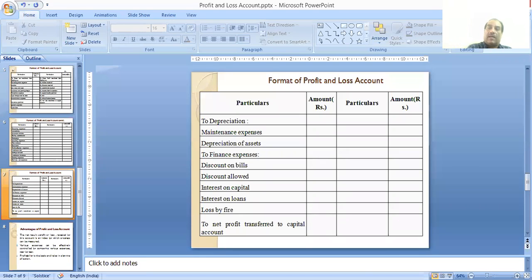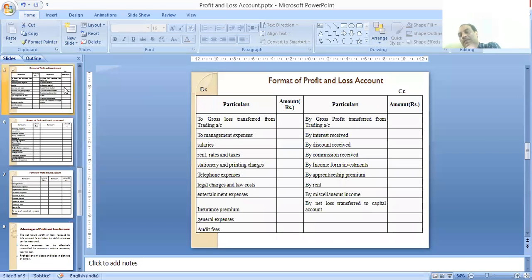And then at the last, we make all the credits, all the debits, and if there is profit, then to net profit transfer to capital account. The last column of the debit side is written as to net profit transferred to capital account, and it will be transferred to the capital account of the owner. If there is loss, as you have seen in the beginning, that will be credited, and it will again be transferred to the capital account of the owner. So whether it is net profit or net loss, it is transferred to the capital account of the owner. Ultimately, it is the capital that has to bear the profit, that has to bear the loss.